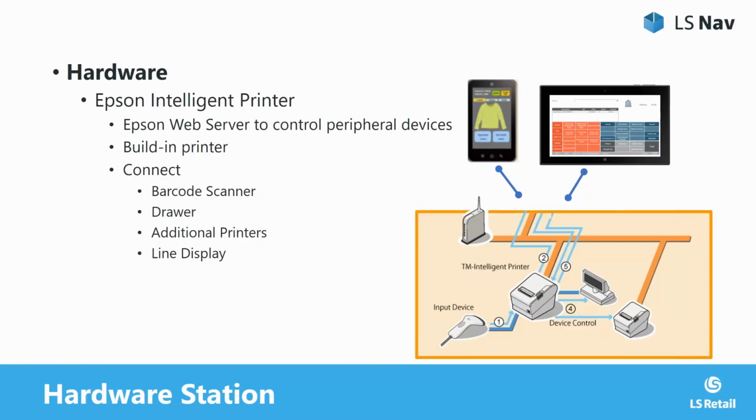You might ask, how do I connect devices like scanner, printer, customer display, drawers to a web POS, a tablet? I just have a tablet. How do I communicate to these devices? We have two options, and the first one I'm talking about is the Epson Intelligent Printer. This is new technology where you have in the center of it, like in the picture, a printer. It's really a printer, but it's more than that. It's a control center for the other devices.